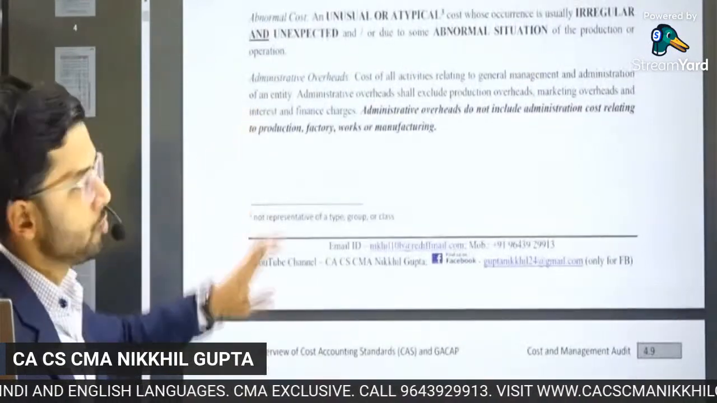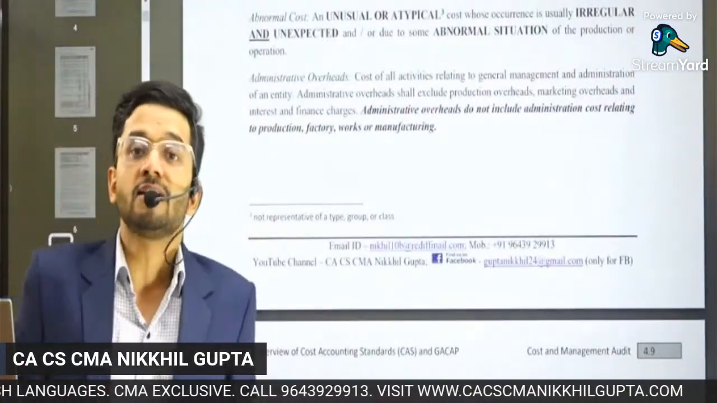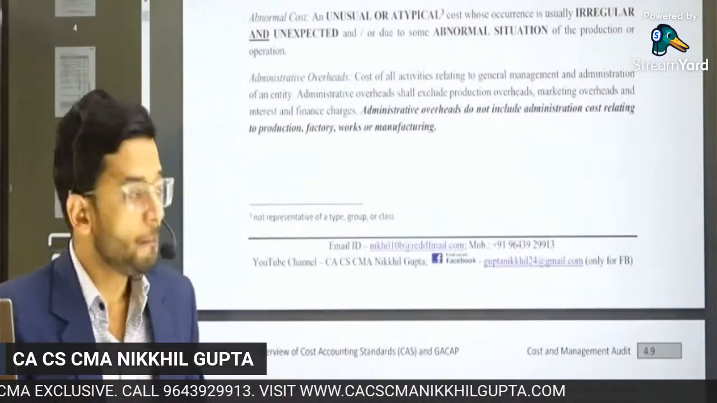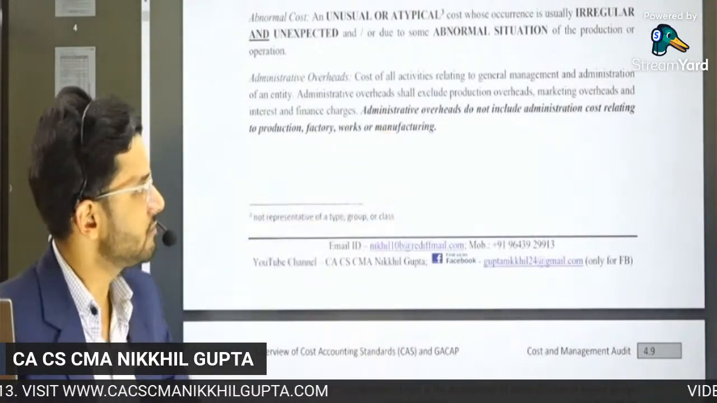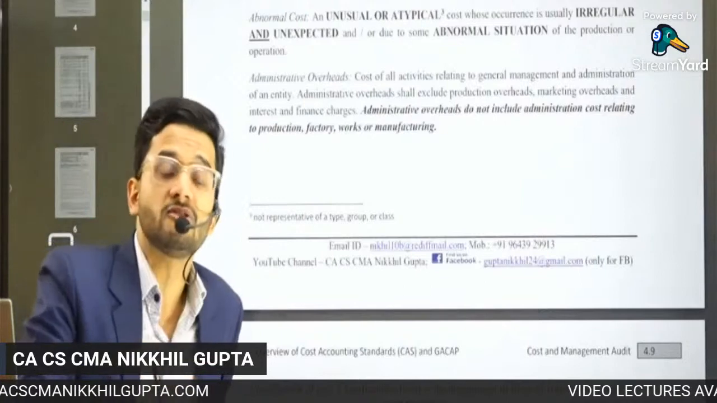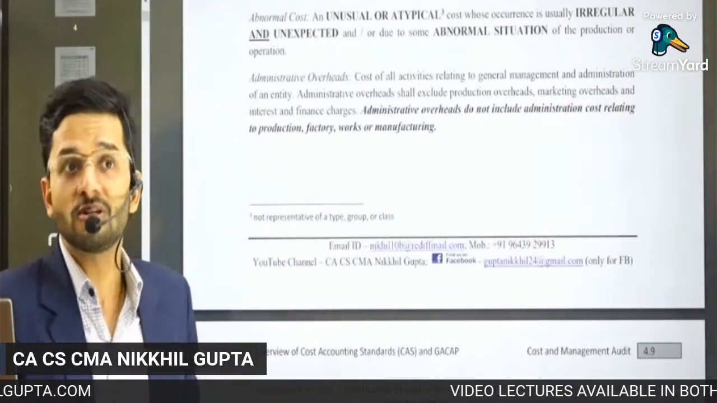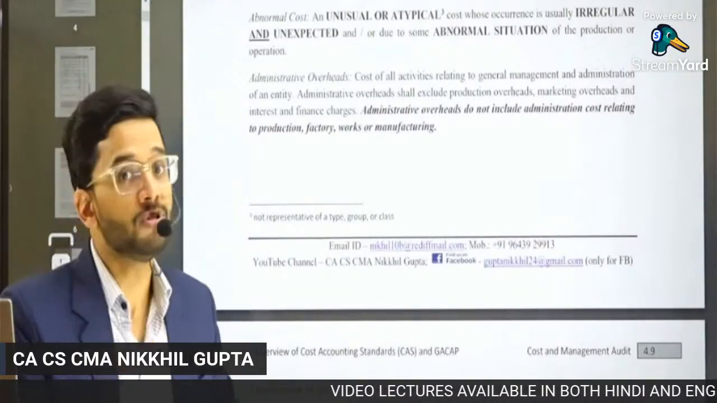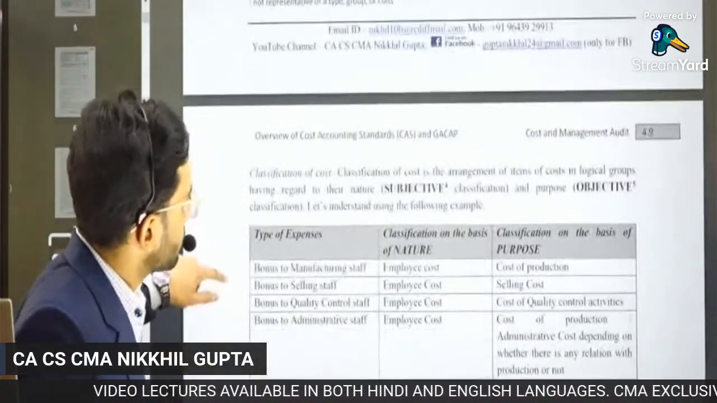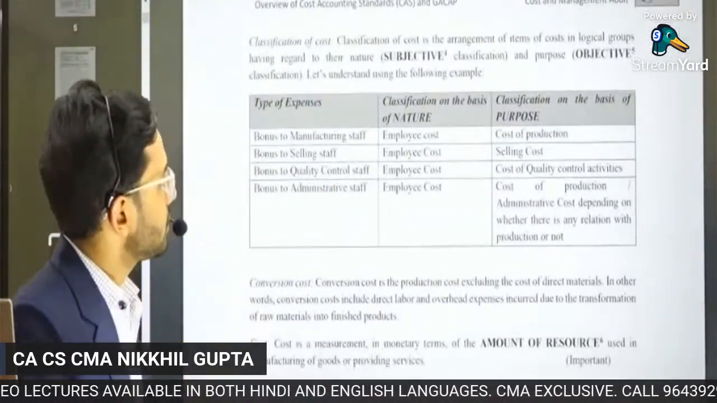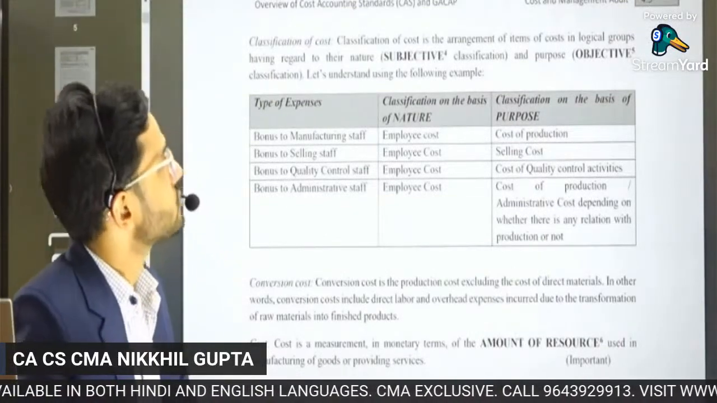Now, have you noted this point, guys? Administrative overhead does not include the administration part in production, factory, works, or manufacturing. If there is a reception at our factory, that is not administration. That is production overheads. Okay. Then classification of cost. What are the types of cost? What are the classifications of cost?